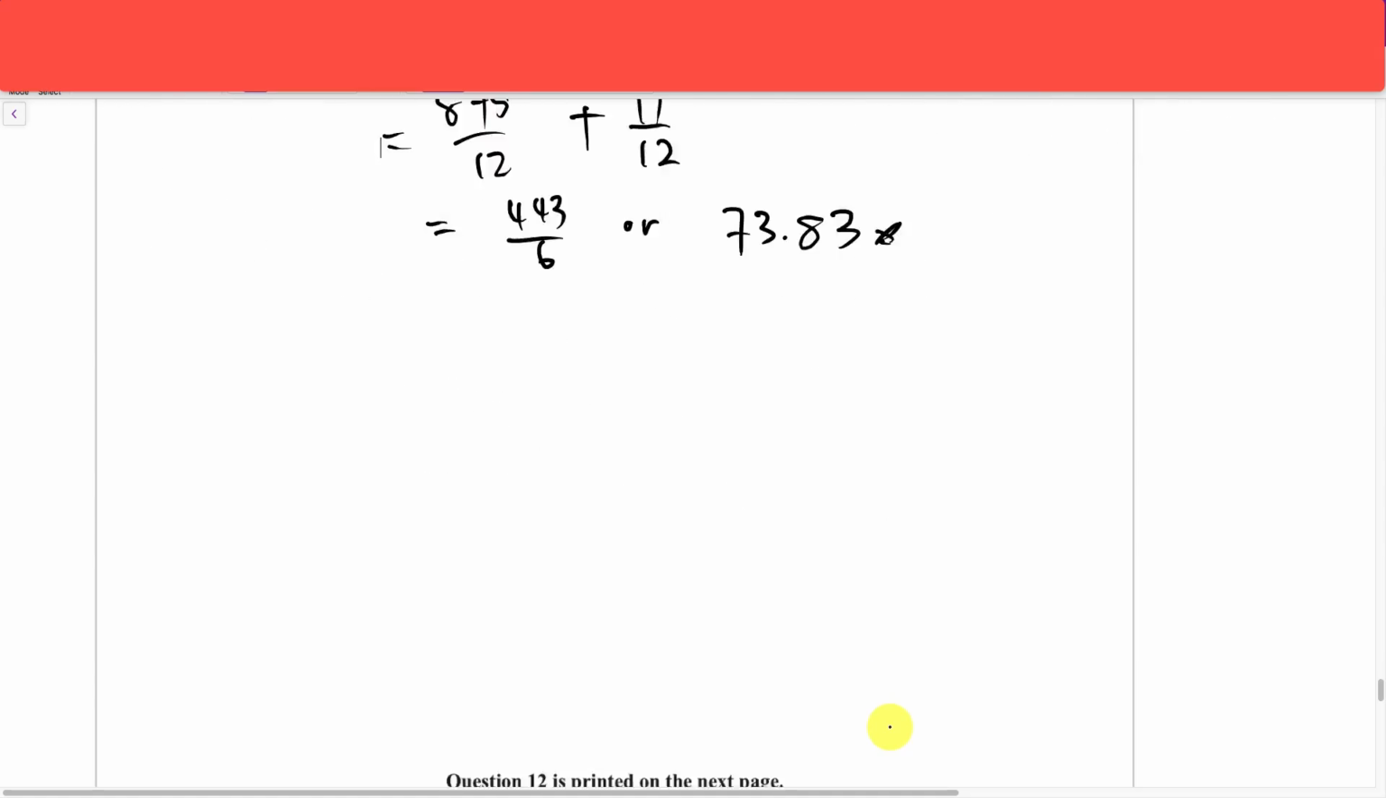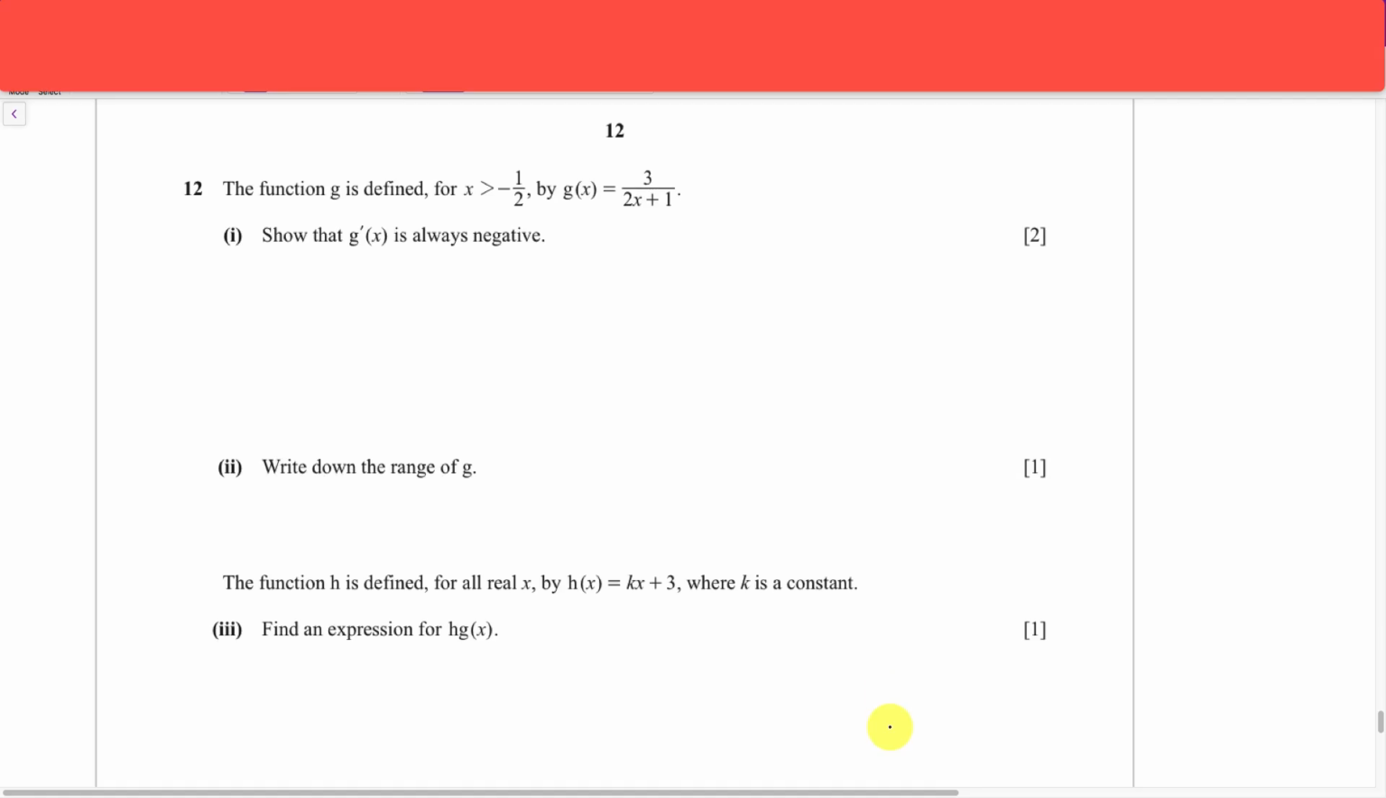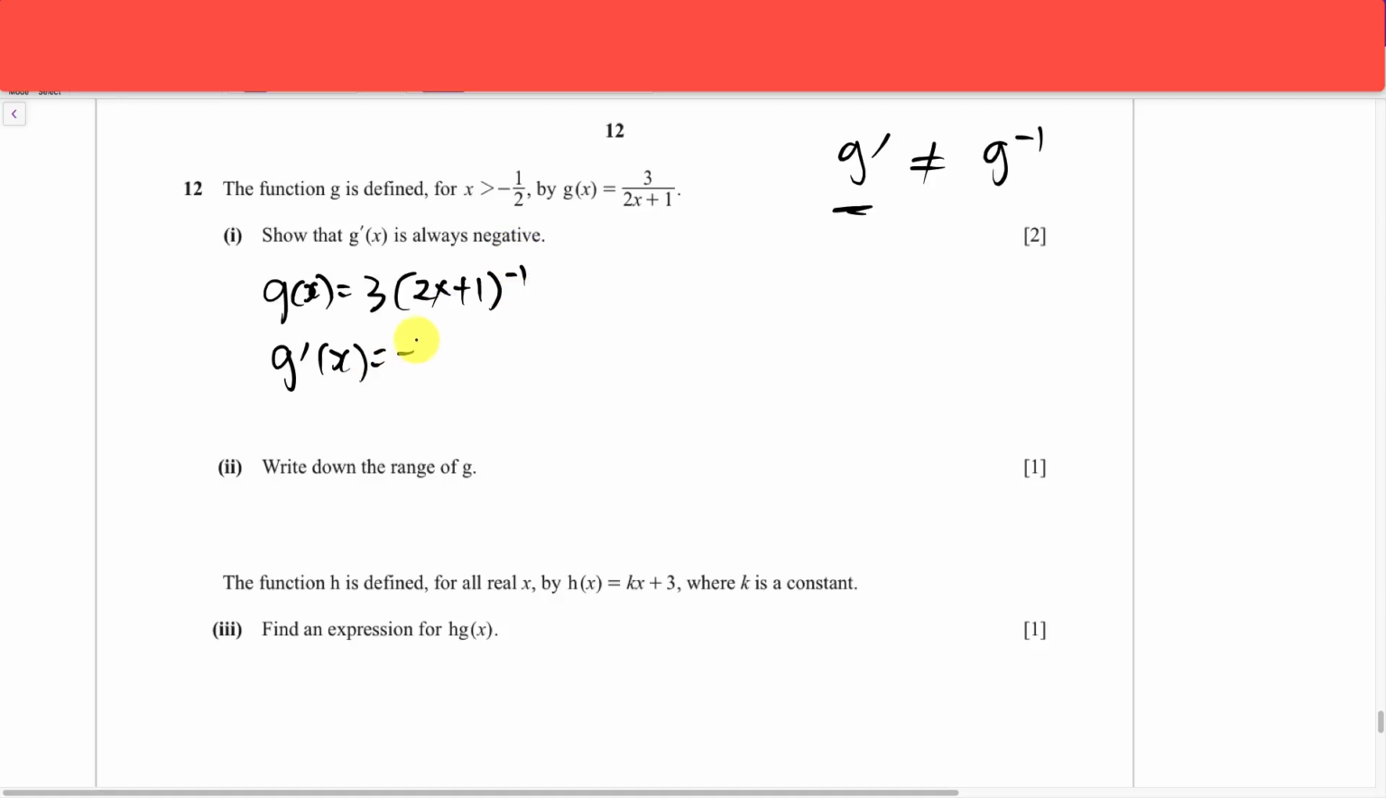Alright, so let me move on to the last part, which is function again. So you should know g prime and g inverse is not the same. This one means differentiate the gx. Alright, so I will differentiate this one. So my gx is basically 3 and then 2x plus 1 power of negative 1. I change it into index form. Alright, so if I want to differentiate my gx, basically negative 1 I move in front, and then minus 1 become negative 2. Differentiate inside, I will get 2 here.